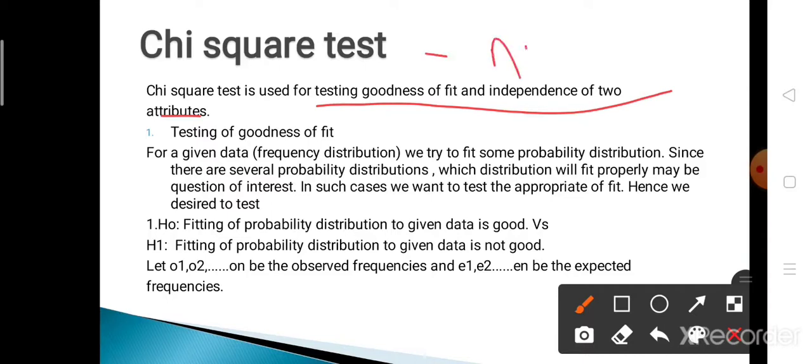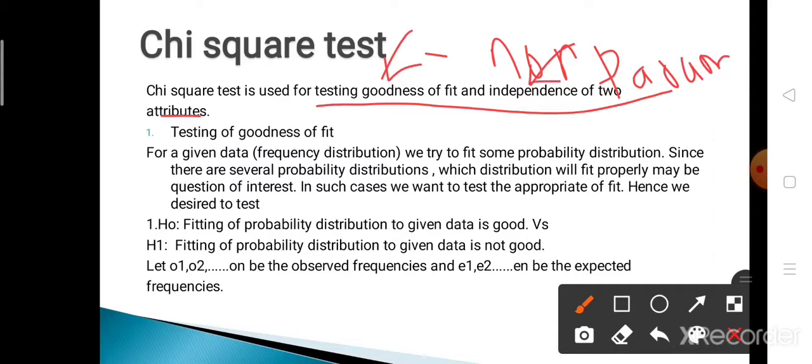This test is used for qualitative data also. So the name is the non-parametric test, chi-square test. And this chi-square test is used for testing the goodness of fit and the independence of two attributes. So first we see the testing of goodness of fit, and after that we learn the independence of two attributes. The first is testing of goodness of fit.